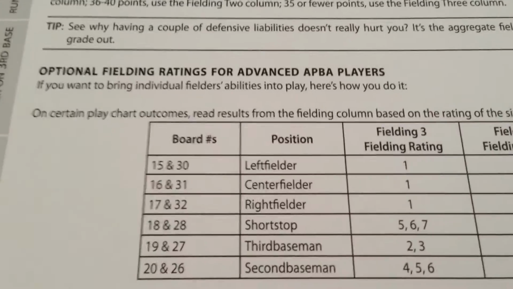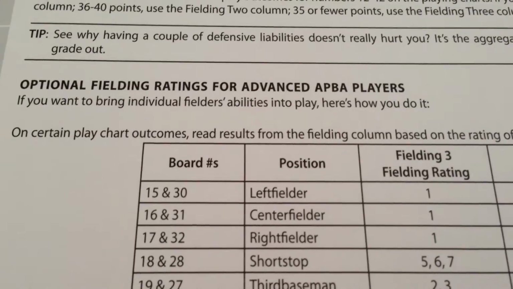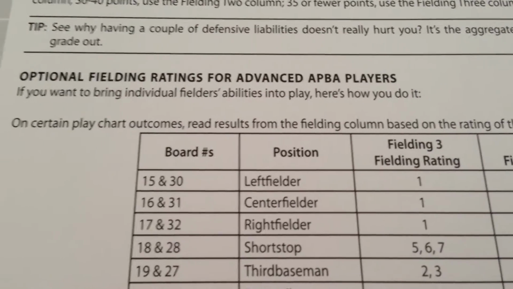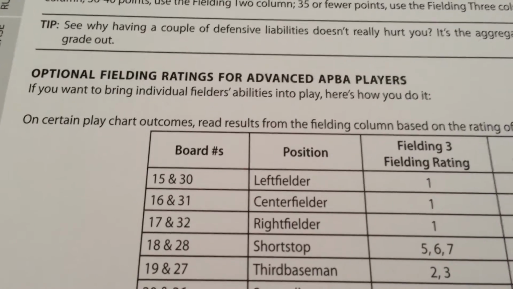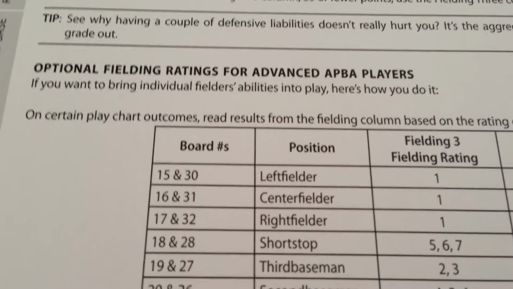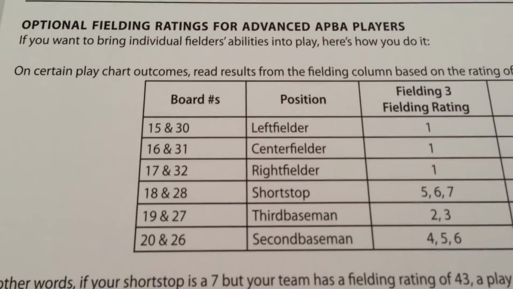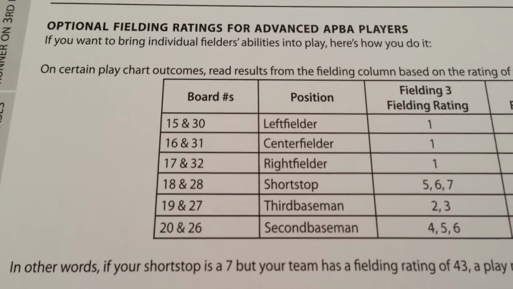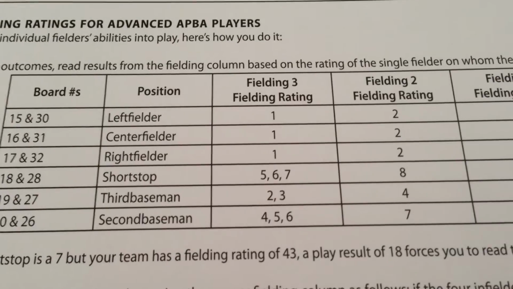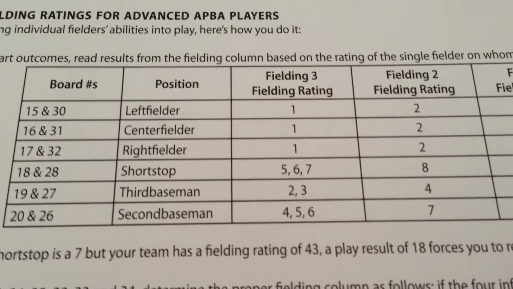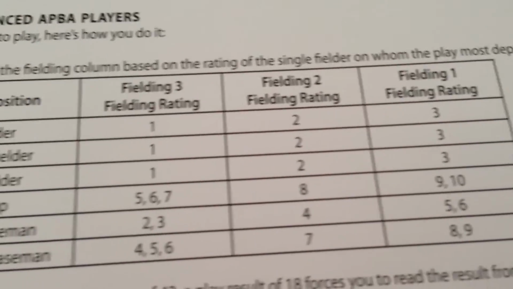Now, in the basic game, there is an optional fielding rating that you can apply to make it maybe a little more accurate, and to have each player's individual ability factor in. And you can see I'm showing that right here. And how that works is on certain board result numbers, you take the individual rating of the player into account to determine which fielding chart they're in.